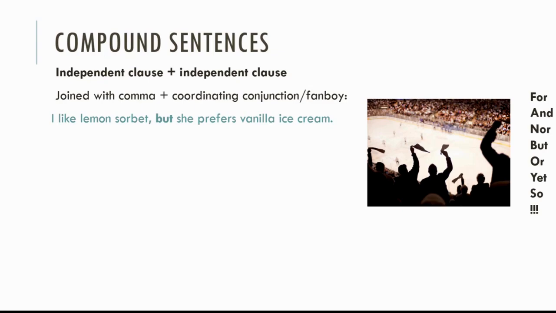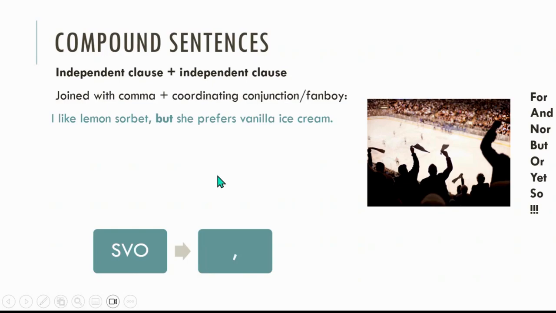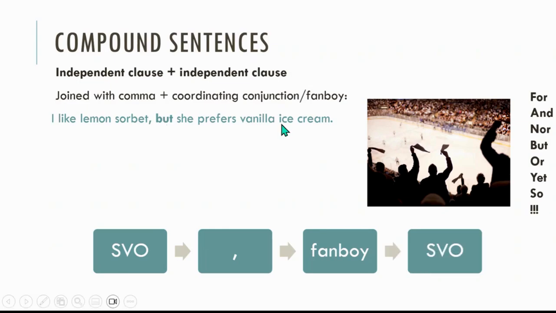So go team. You can use a coordinating conjunction or fanboy along with a comma to join two sentences together like this. I like lemon sorbet, comma, but she prefers vanilla ice cream. But is the B in fanboys. So to break down this sentence, we have SVO, subject, verb, object, a comma, a fanboy, or coordinating conjunction, and SVO again. So you can see in this breakdown here how it's two complete sentences, two independent clauses joined in a correct way.